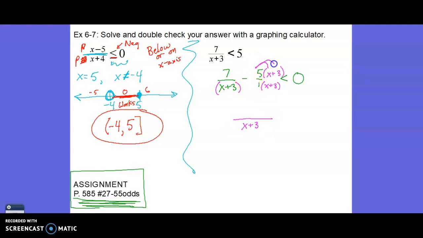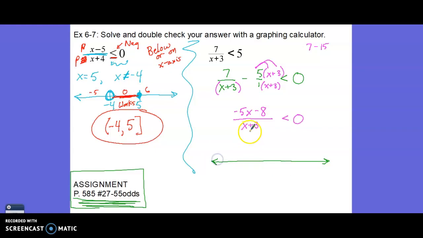Make sure you distribute this -5, though. It is a -5 to distribute, so it's really -5x. And then it's -15, and we can combine that -15 with this positive 7. I hope you understand where I'm coming from there. So that's -8.